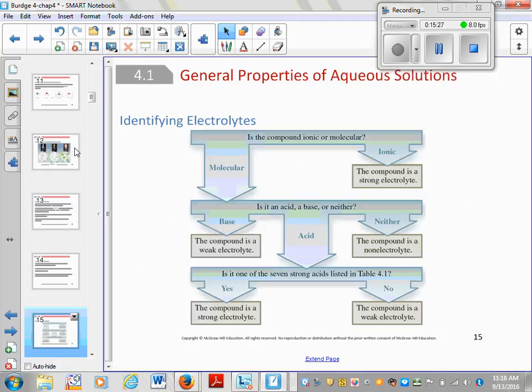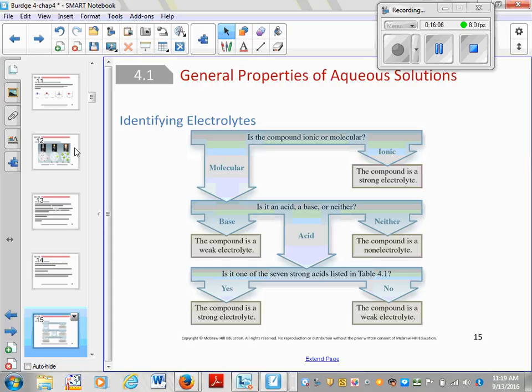Oh, here's a flow chart. So is it ionic or molecular? If it's ionic, it's a strong electrolyte. If it's molecular, is it an acid, base, or neither? If it's a base, it's a weak electrolyte. If it's neither, it's a non-electrolyte. So table sugar is neither an acid nor a base, so it's a non-electrolyte. If it's an acid, and it's one of the 7 strong acids listed in table 4.1, it's a strong electrolyte. If it's not, it's a weak electrolyte.